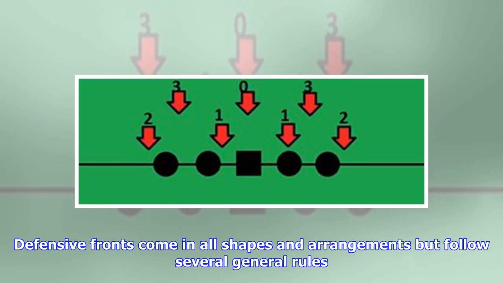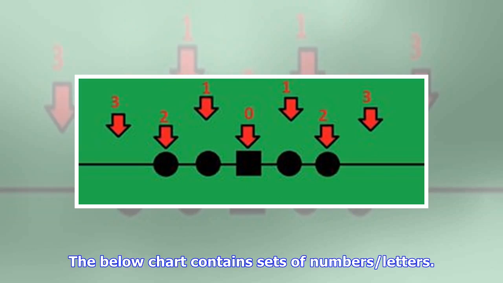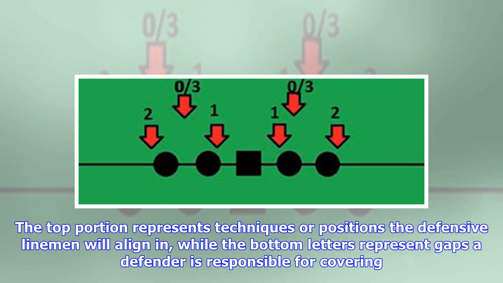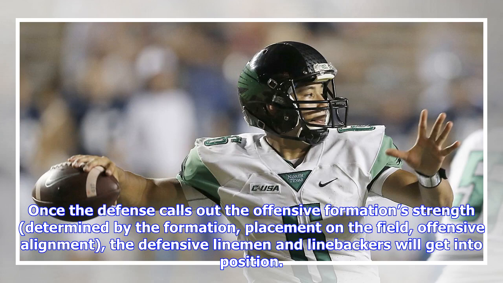Defensive fronts come in all shapes and arrangements but follow several general rules. The below chart contains sets of numbers and letters. The top portion represents techniques or positions the defensive lineman will align in, while the bottom letters represent gaps a defender is responsible for covering. Once the defense calls out the offensive formation's strength, determined by the formation, placement on the field, and offensive alignment, the defensive linemen and linebackers will get into position.